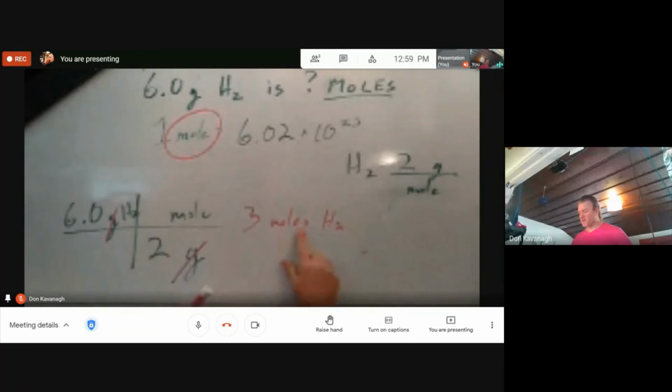Again, this word moles is confusing. If you want to replace this word moles with dozen, that's fine. Conceptually, that's what we're getting at here. If you say in your head 3 dozen H2, that's conceptually good, because that's what the word is. Moles is just a word in place of a very large number that's really a tongue twister to say. So we have 3 moles of H2 when you have 6 grams of it.